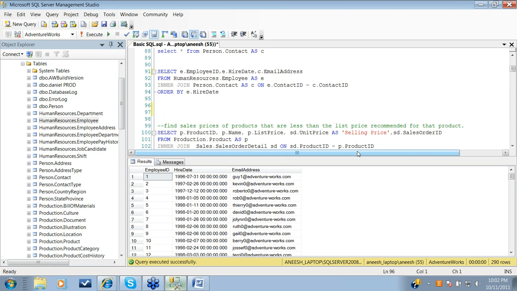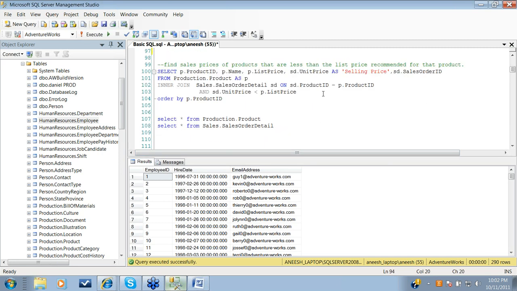Okay. So I think we can move forward here, right? So let's talk about another table. The next 2 lab exercises are going to be all about inner join and outer join. Okay, let me comment out this part for a minute. So there is a new requirement that came from my manager saying that I want to find sales price of products that are less than the list price recommended for the product.